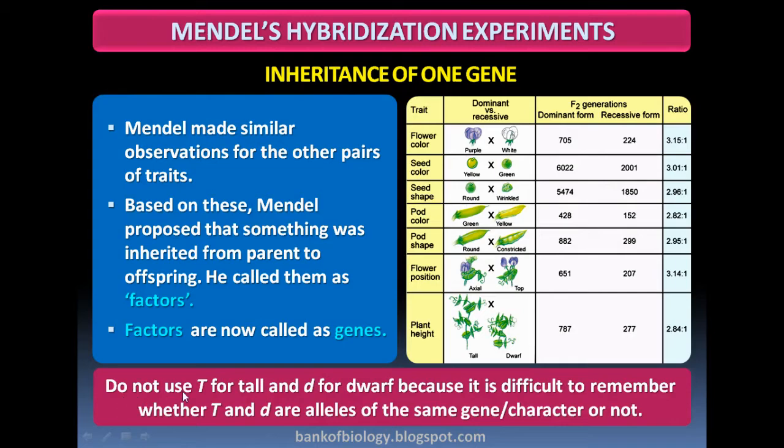We should not use capital T for tall and D for dwarf, because it is difficult to remember whether T and D are alleles of the same gene or not. Because capital T and small t are both T, then we know that they are a pair of the same gene or character.